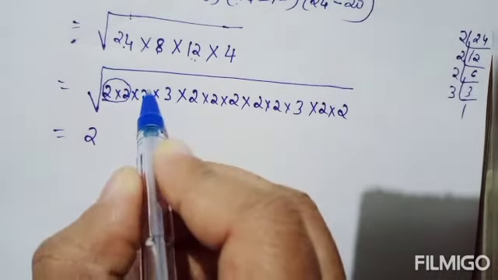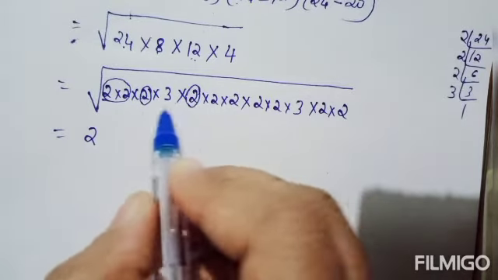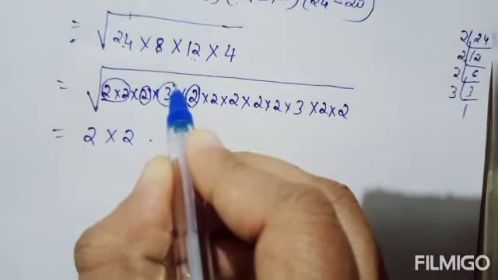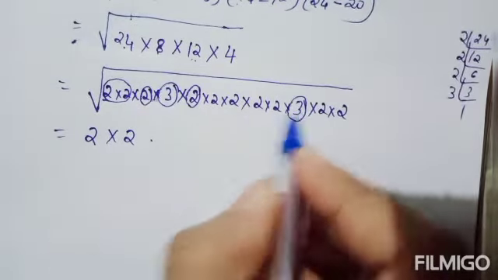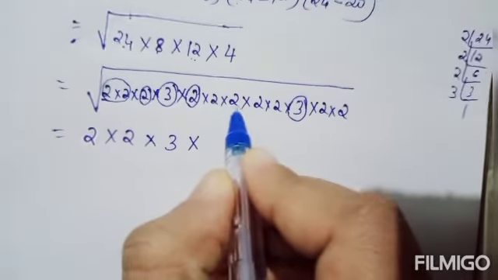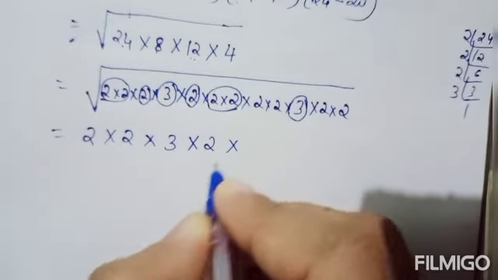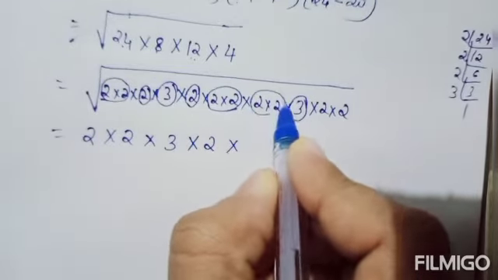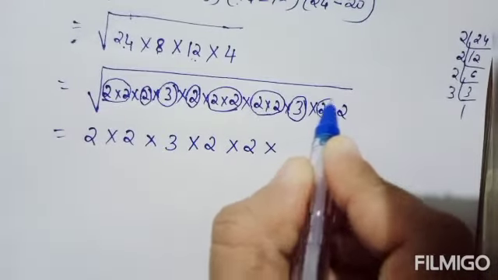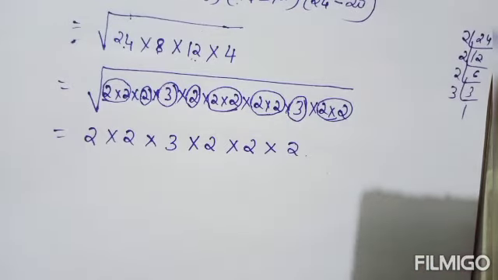Okay, now for this 2, here you can find a pair. So 2 times it is coming, so 1 time you can take outside. Now for this 3, here 1 pair is there, so 1 time you can take that outside. Then 2 times 2 is coming, so 1 time you can take outside. Now here 2 times it is coming, again 1 time you can take outside. Here also 2 times 2 is coming, so 1 time you can take outside.